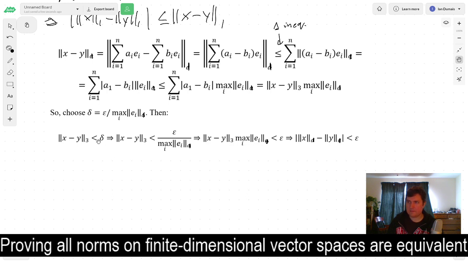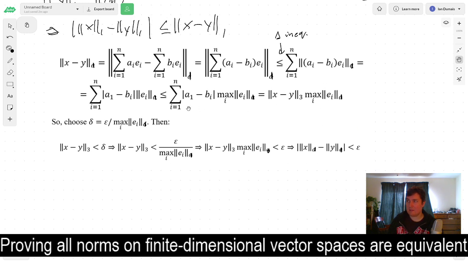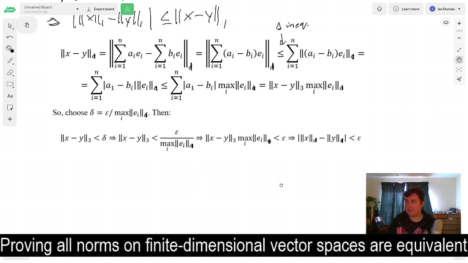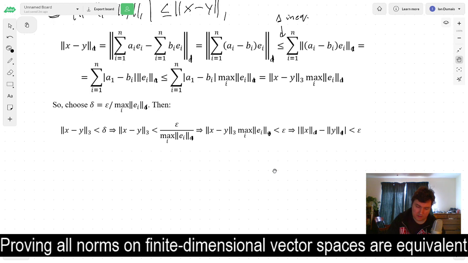All right, so if this norm 3 of x minus y is less than delta, I'm just going to replace in our value of delta we picked. Then I'm going to rearrange so that I'm just going to multiply both sides by this max. But then this is greater than this. So that means this has to be less. If this is less than epsilon, then this is less than epsilon, because we said that this is greater than this. So we're done. It's continuous.